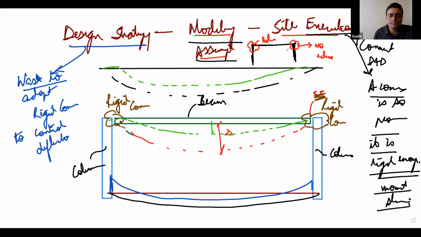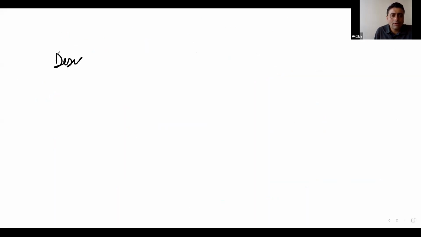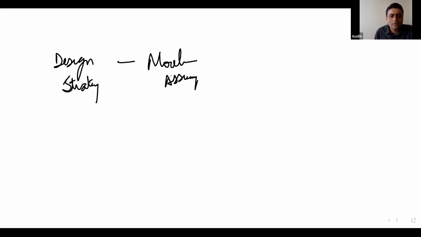Yes, no. Now, where does the problem occur? The problem occurs when you fail to have a sync between these three. So let's say design strategy, modeling assumptions, and site detailing, and I will say connection design and site detailing. So where does the problem occur?